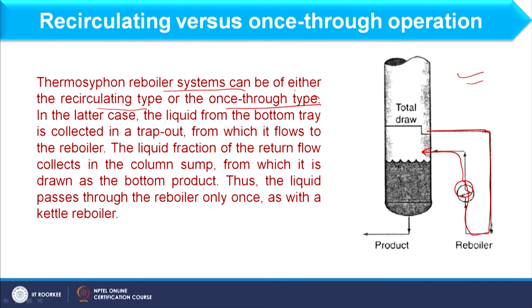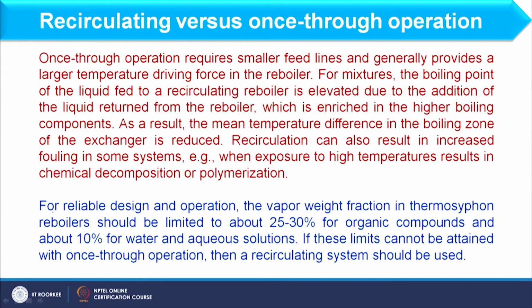In the latter case, that is once through type, liquid from the bottom tray is collected in a trap out, from which it flows to the reboiler. So it is basically this assembly. The liquid fraction of the return flow collects in the column sump, from which it is drawn as a bottom product. Thus the liquid passes through the reboiler only once, as with the kettle reboiler, okay. So in this way, once through operation is done, and how recirculating operation is done, we have already discussed in thermosiphon reboiler, right.